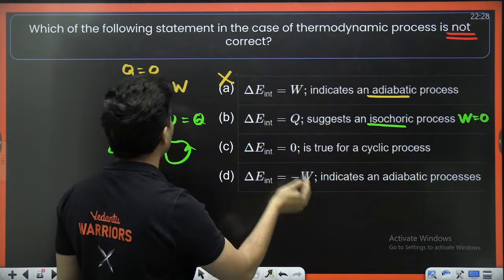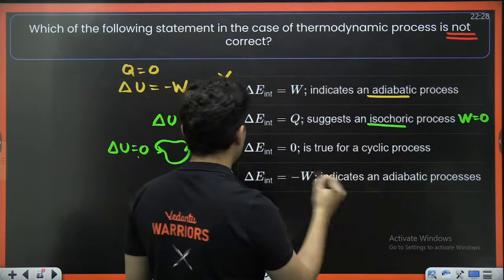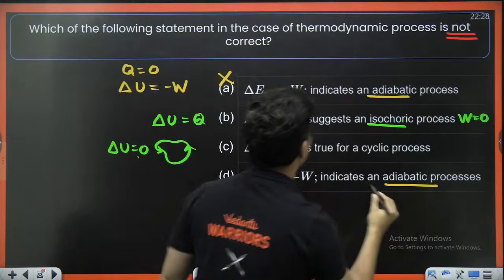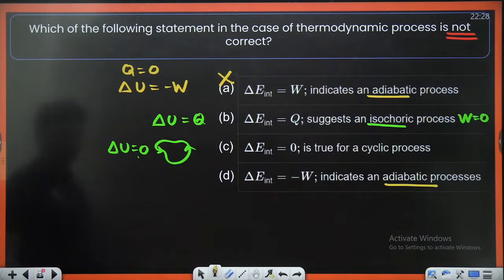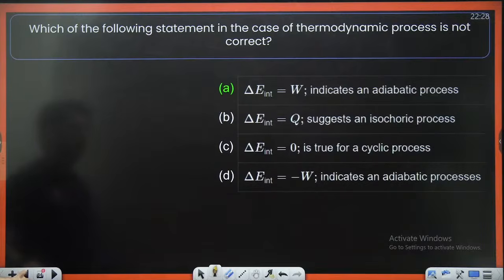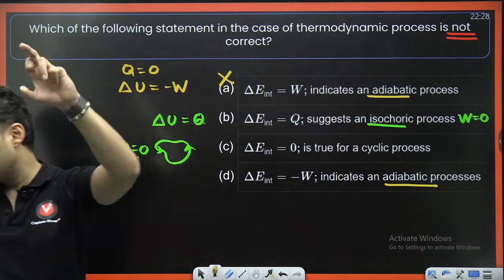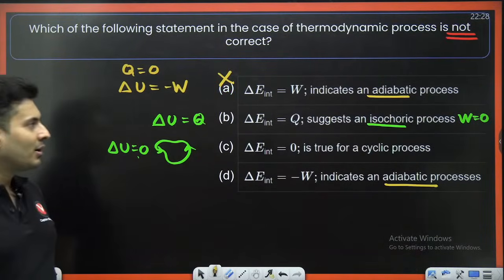For adiabatic process, this is the scenario. This was there over here. For adiabatic, I just wrote it over here. So hence, only option A is wrong. So yes, A is the not correct option. Yes, A for Ames. Very nice.